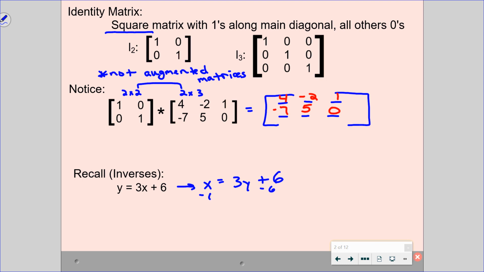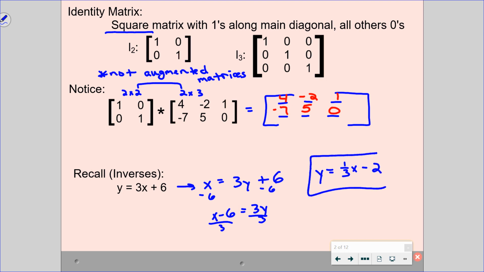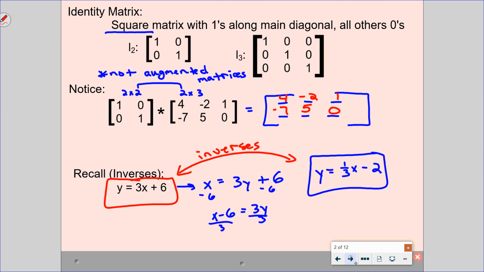So we would subtract 6 in this case. X minus 6 is equal to 3y. We divide everything by 3, so that we wind up with a y that would have to be equal to 1/3 x minus 2. That means the equation that we found and the original equation are actually inverses of one another. They have a lot of very opposite properties to one another.